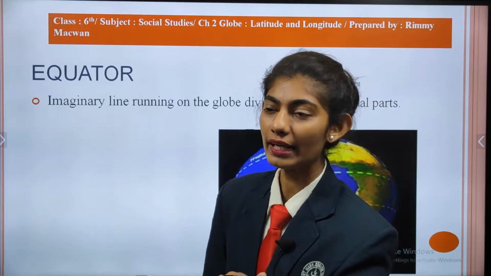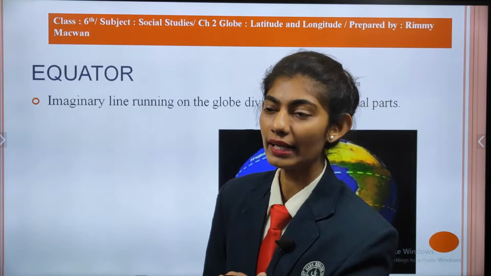It goes on decreasing towards the pole. So the angle of the sun rays decreases as it goes to the pole. Therefore, this area has a moderate temperature, not too hot, not too cold, moderate. So the temperate zone lies between the Tropic of Cancer and Arctic Circle on the north side, whereas the Tropic of Capricorn and Antarctic Circle in the south.